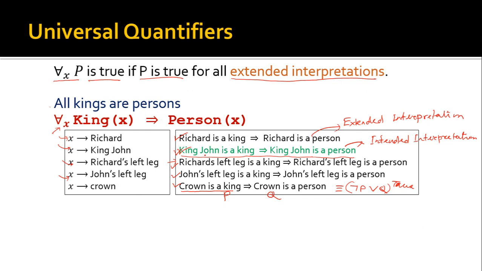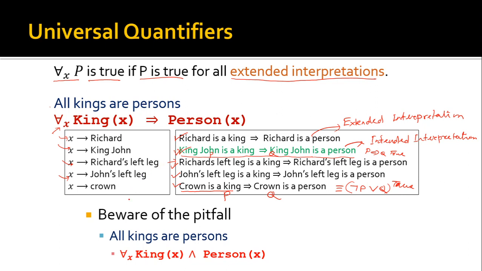And you take this. Here P is true and Q is true. So that's why P implies Q would be true. So this statement is true for the intended interpretation as well as all the extended interpretations, right? So this is how we can understand the meaning of the universal quantifier, right?